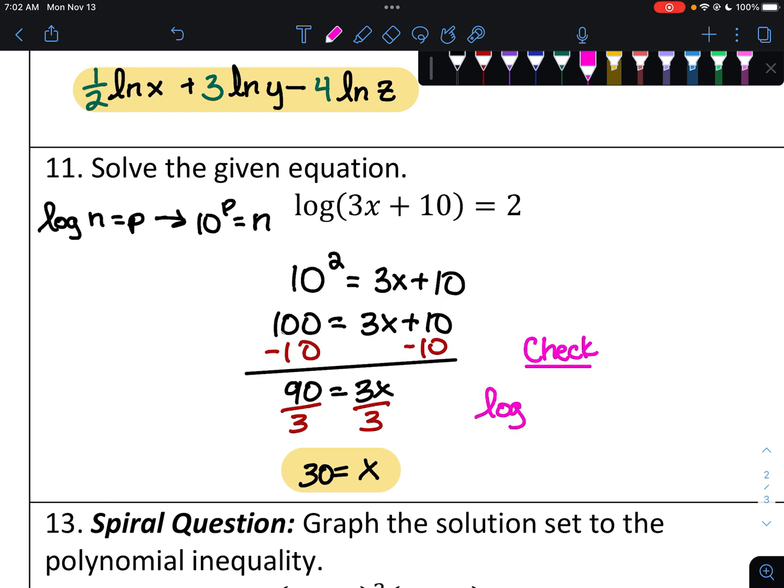So log of 3 times 30 plus 10. We do need to make sure that when we type that into the calculator, we get 2. This log button is next to the number 7. So we type in 3 times 30 plus 10, and it does check out. We do get 2. So I'm going to give us a check mark because we checked our answer and we are sure that it's right.